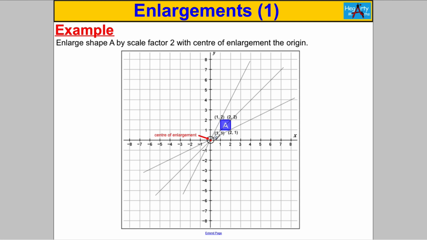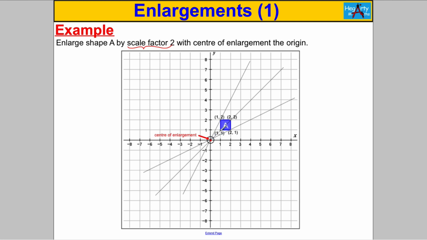Now what we have here is a set of what we call ray lines, enlargement lines, that help us find where the enlargement will be. So how do we work out where the enlargement will be? Well, we've got a scale factor of 2, and what we do is we measure how far this center of enlargement is from each of the vertices, and then we double that in order to find out where the enlarged shape will be. So let's do it one by one.